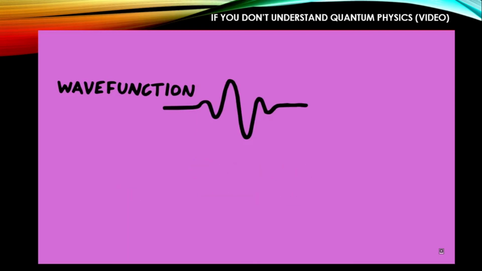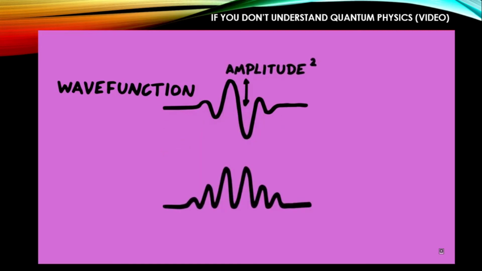So for the position, we take the amplitude and square it, which for this wave would look something like this. This gives us a thing called a probability distribution, which tells us that you're more likely to find the electron here than here.